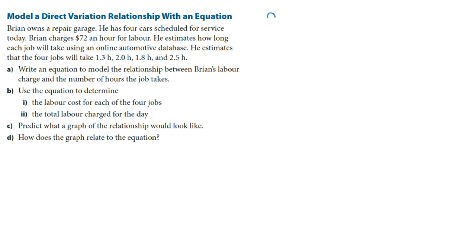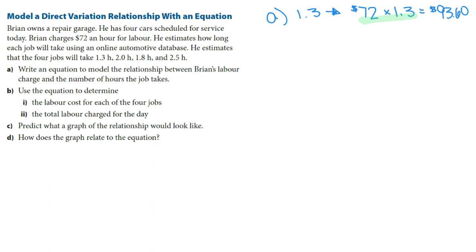So if I were to try to figure out, let's just look at 1.3 hours. If I wanted to know how much that would cost, I would do the amount per hour, $72 per hour, times 1.3 hours. And I would get $93.60.